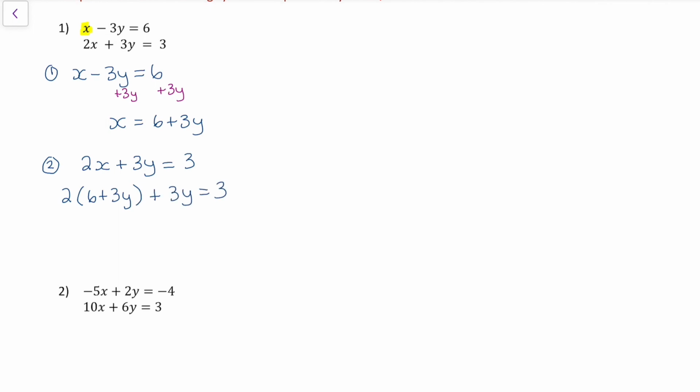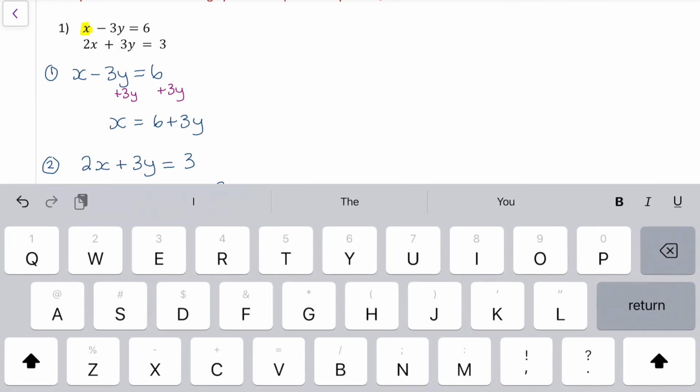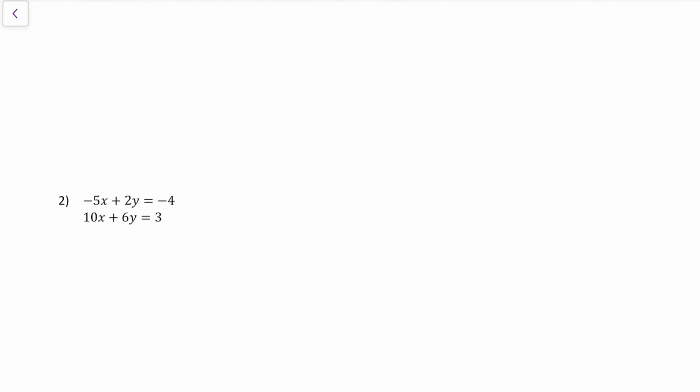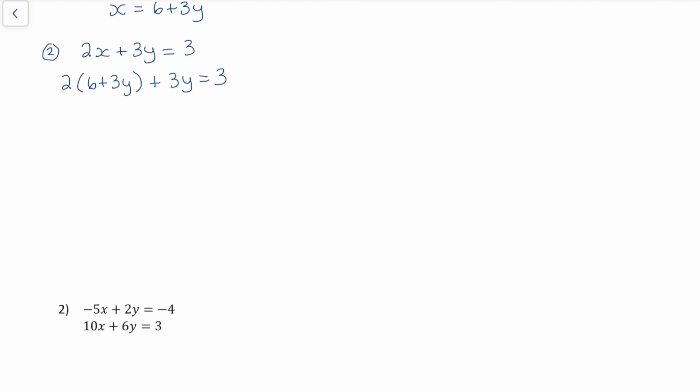The reason I've done this is because now I have no more x's in that equation. I only have y's, which means I can solve for y, just like I would when solving linear equations. So the first thing I'm going to do is expand this bracket. Remember that this 2 is going to apply to my 6. It's also going to apply to my 3y because of our distributive rule. So 2 times 6 is 12. 2 times 3y is 6y. So I get 12 plus 6y plus 3y equals 3.